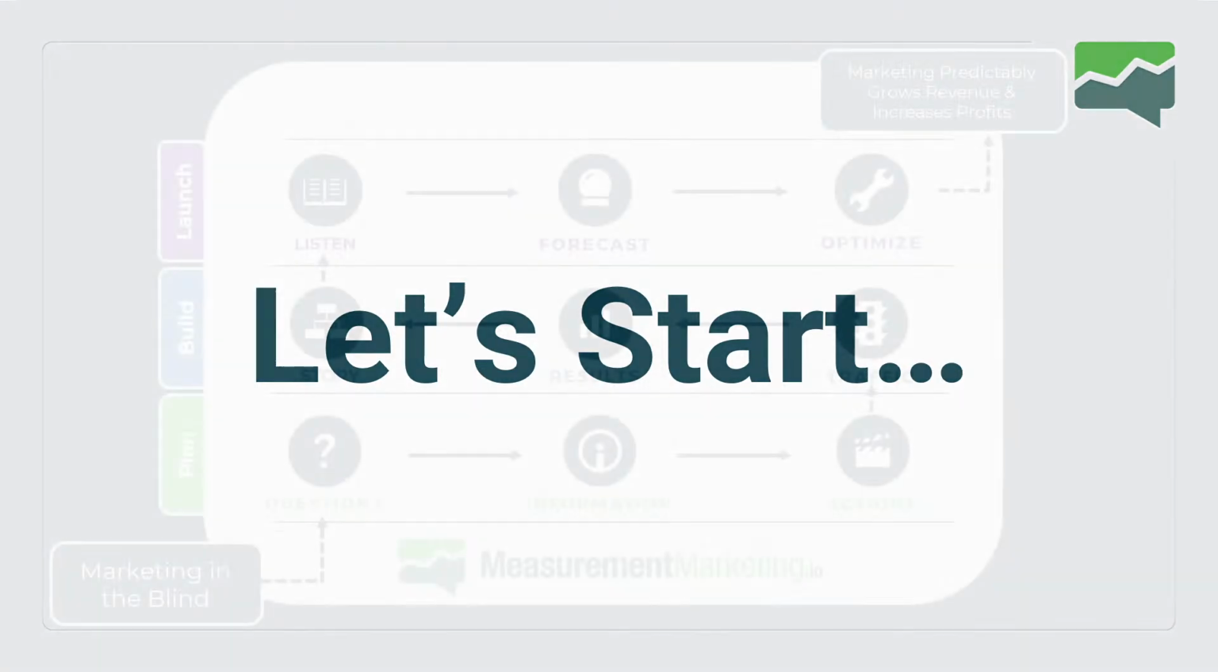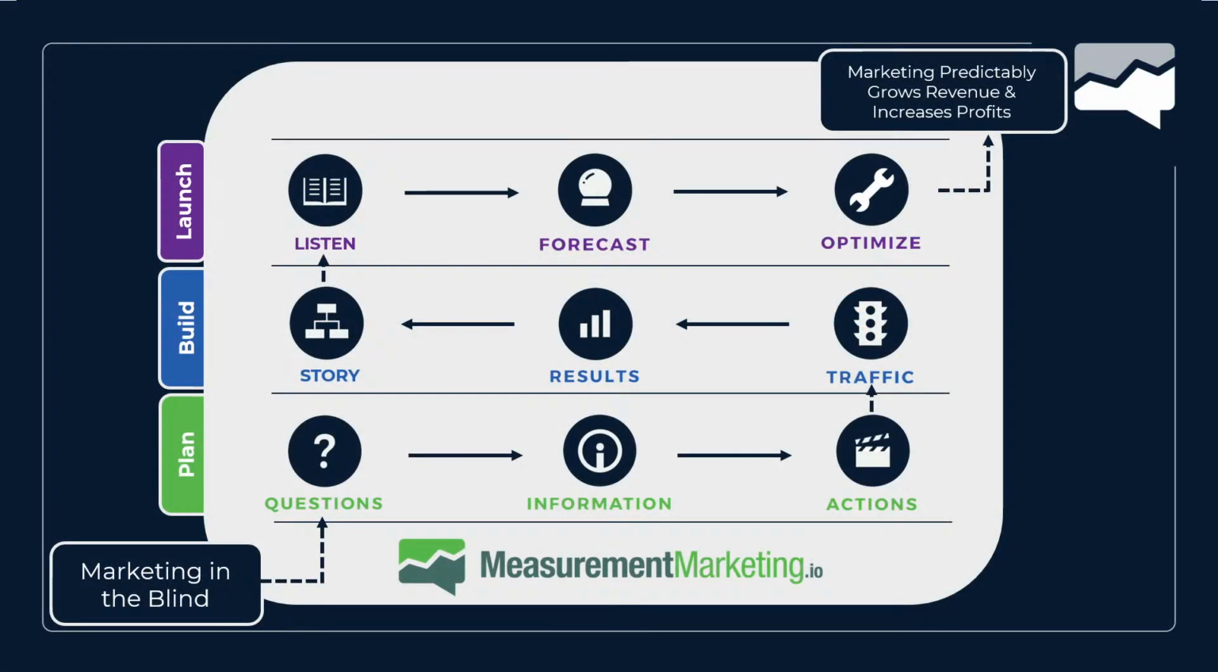Now, we're going to start first with a quick review of the measurement marketing framework. Remember, 3 stages. You got to plan, you got to build, and then you launch. And of course, in the planning stage is where we figure out the questions, the information, and the actions. Then when we have our plan built out, we go into the build stage where you set up your traffic using UTMs, things like that. You have your results with different conversion events or ACE goals when you follow the trainings in the Measurement Marketing Academy. And then, of course, the story.